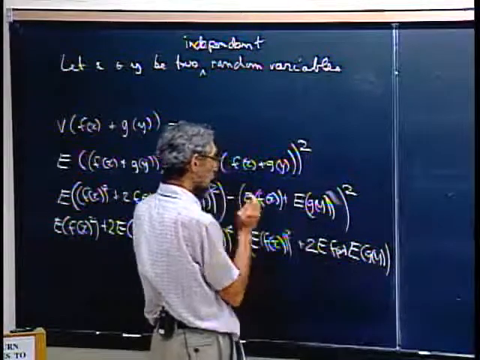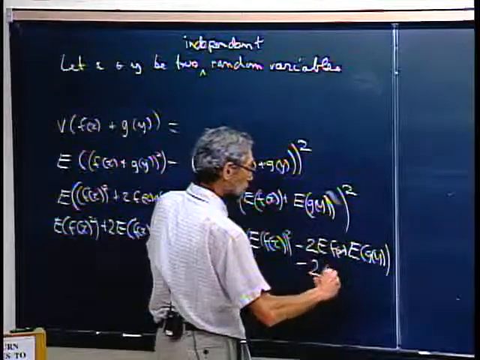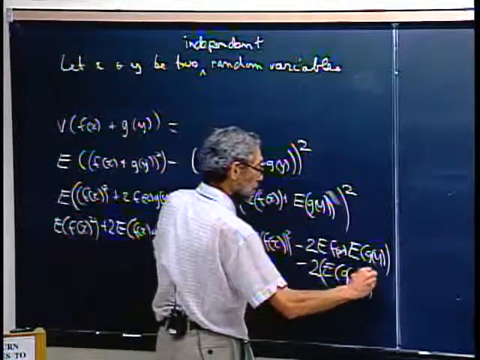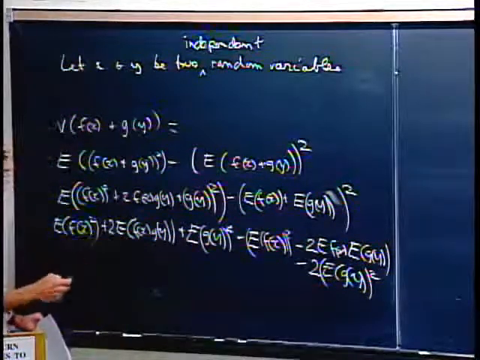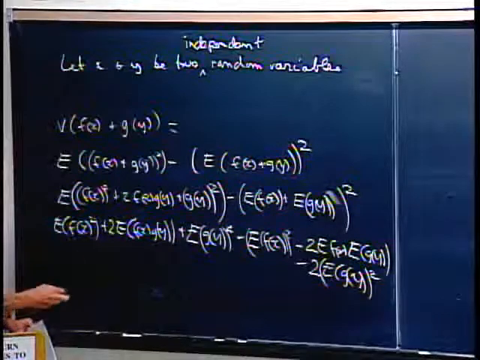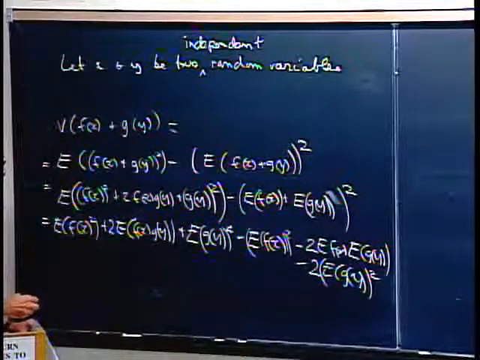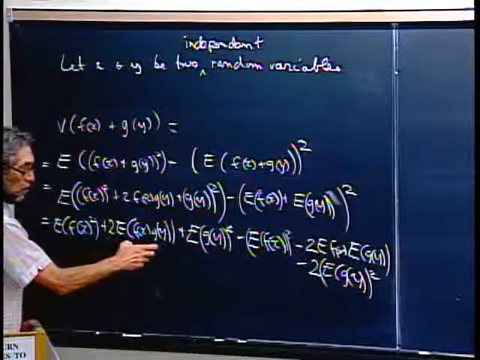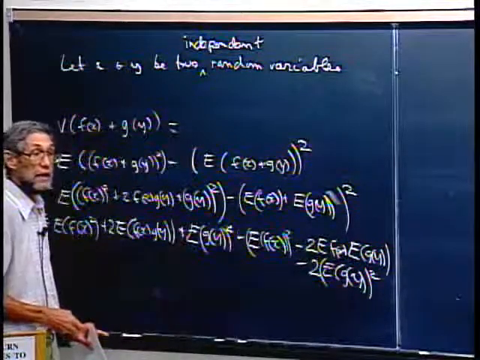Let's see. If I have minus on all of these, this should be minus 2, and I should be subtracting twice the expectation of g of y squared. So I'm sort of close to the answer. I need a bunch of equal signs here. And if this term could cancel with this term, then I'd be okay, right?